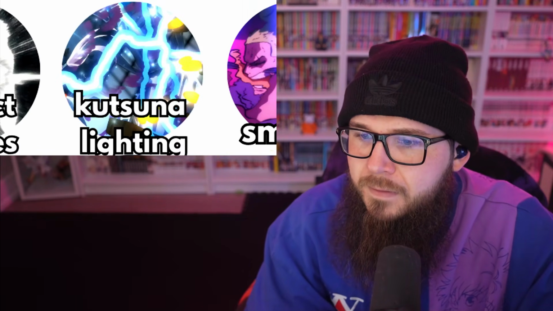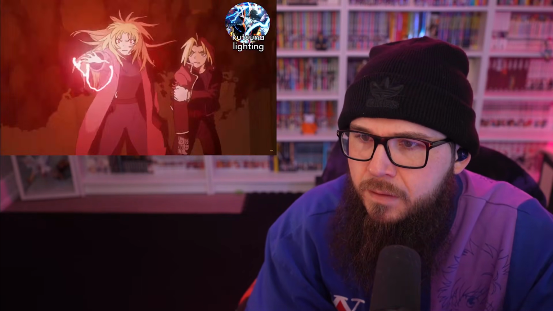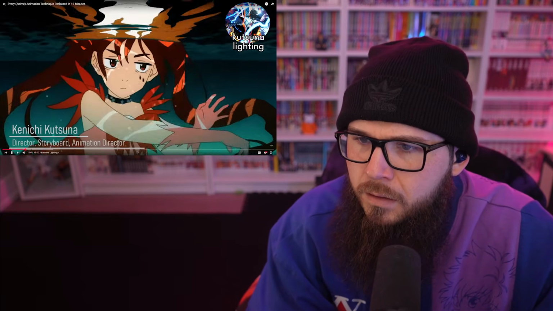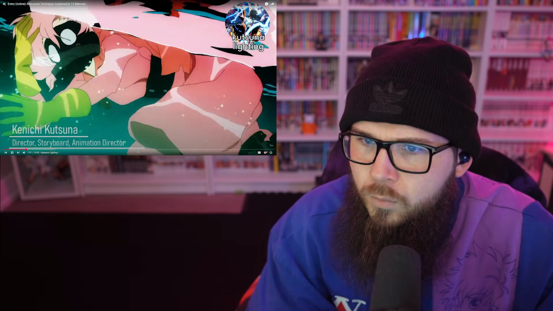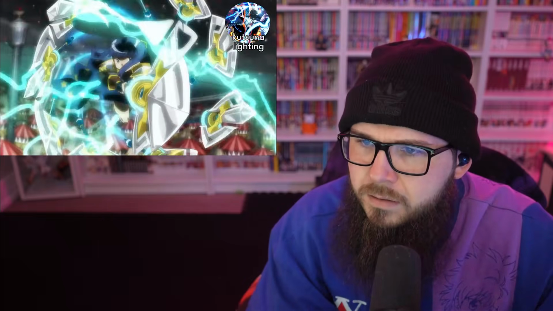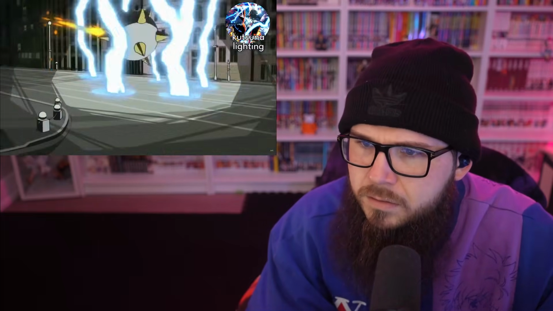Kutsuna Lightning is basically a technique of drawing lightning that moves very zigzaggy. It was created by Kenichi Kutsuna, as you see by the name. Very big name in the industry, has directed and animated a lot of stuff. It's a popular technique when it comes to drawing lightning, or maybe the only method of drawing lightning.